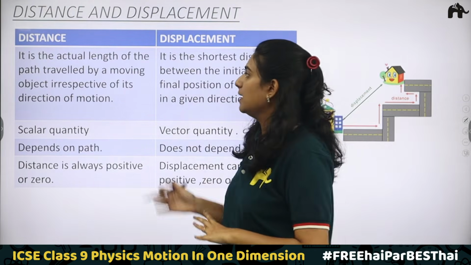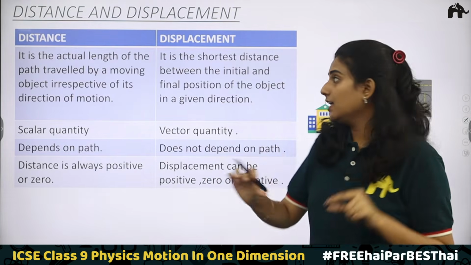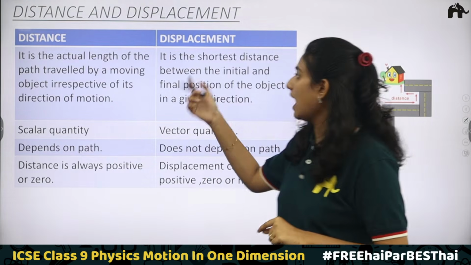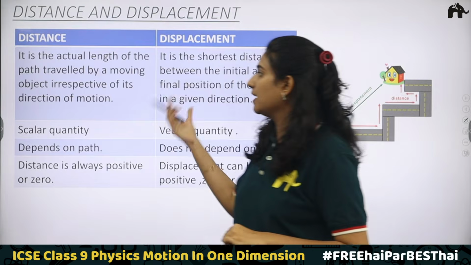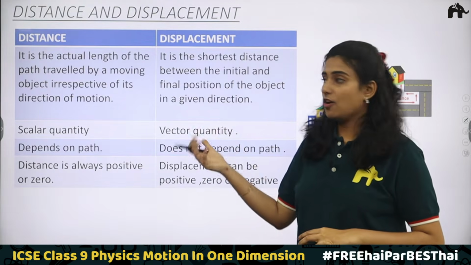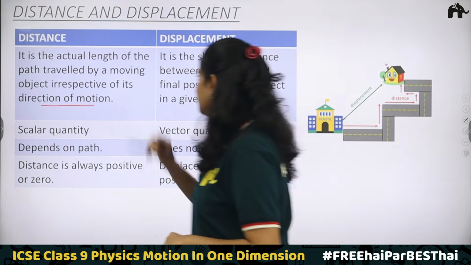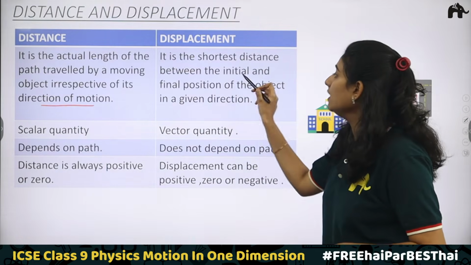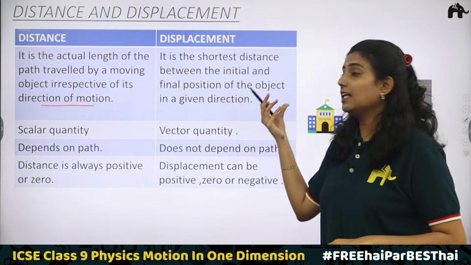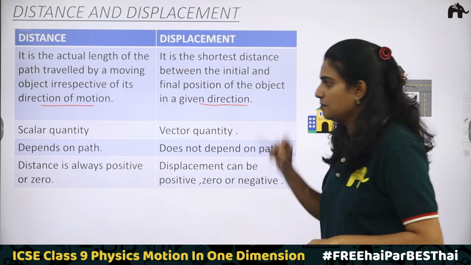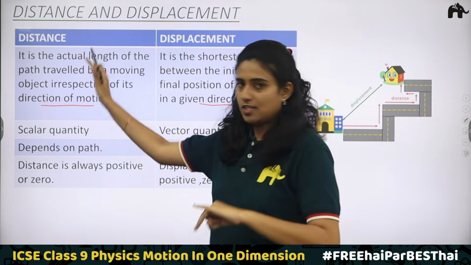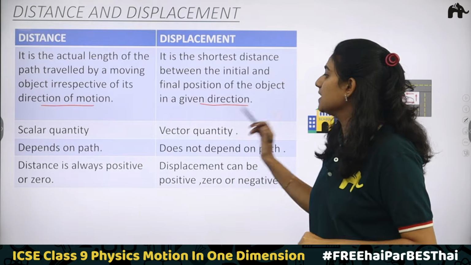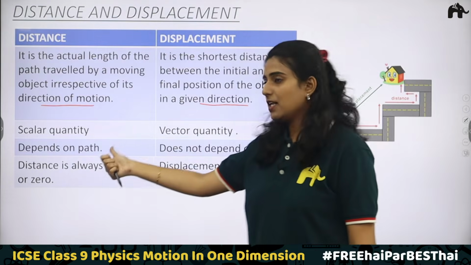So distance and displacement. What is distance? First you will be writing the definition. It is the actual length of the path travelled by a moving object irrespective of its direction of motion. What about displacement? It is the shortest distance between the initial and final position of the object in a given direction. Direction is important. Distance is a scalar quantity and displacement is a vector quantity. Distance depends on the path.